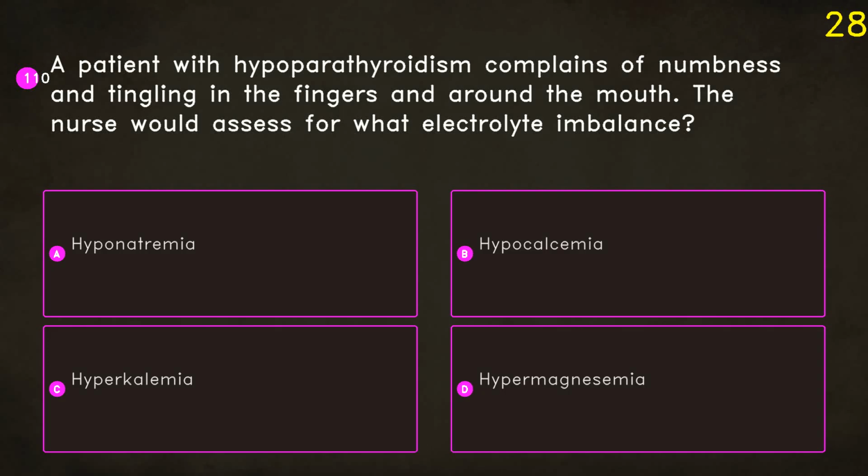Question 110. A patient with hypoparathyroidism complains of numbness and tingling in the fingers and around the mouth. The nurse would assess for what electrolyte imbalance? A. Hyponatremia. B. Hypocalcemia. C. Hyperkalemia. D. Hypermagnesemia.